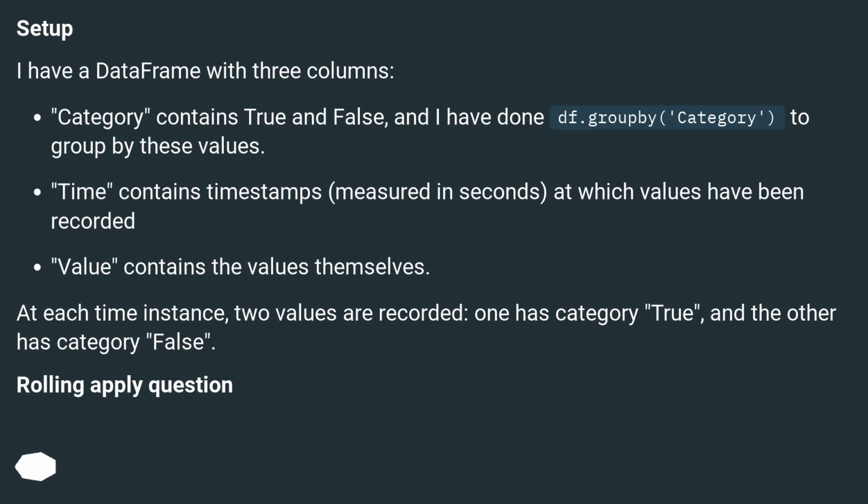Time contains timestamps, measured in seconds, at which values have been recorded. Value contains the values themselves. At each time instance, 2 values are recorded. One has category true, and the other has category false.